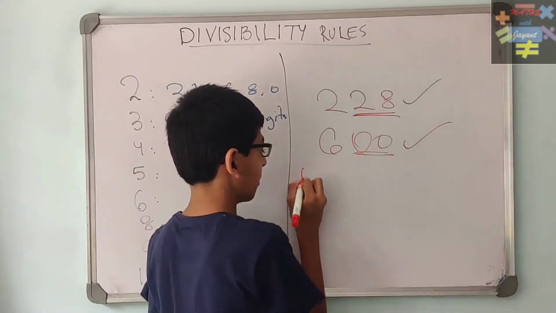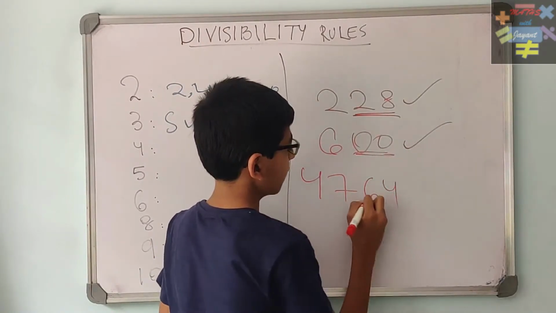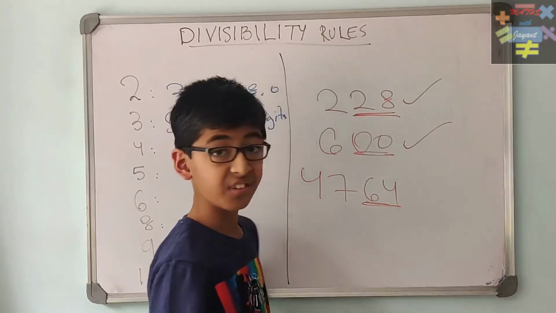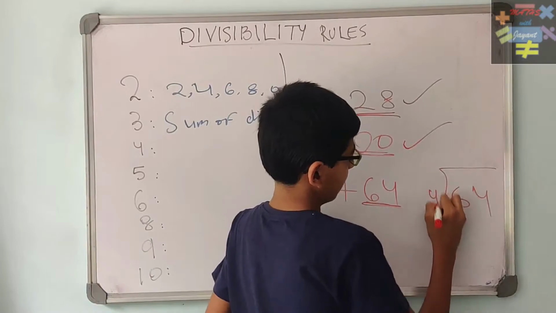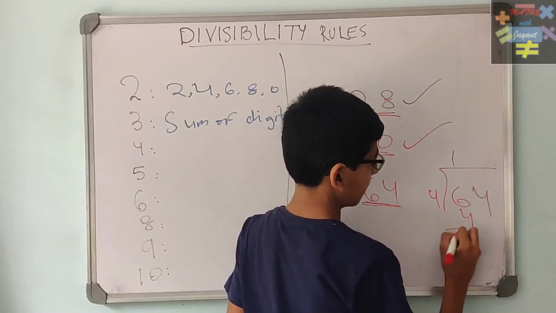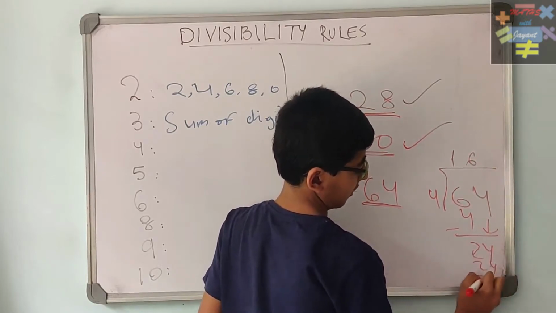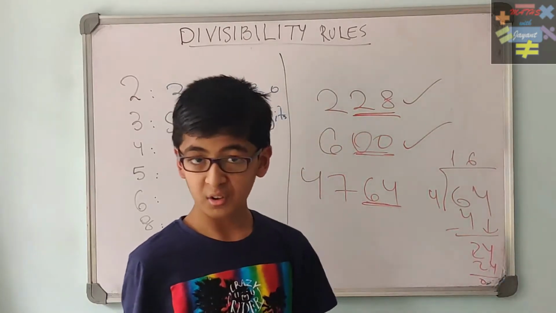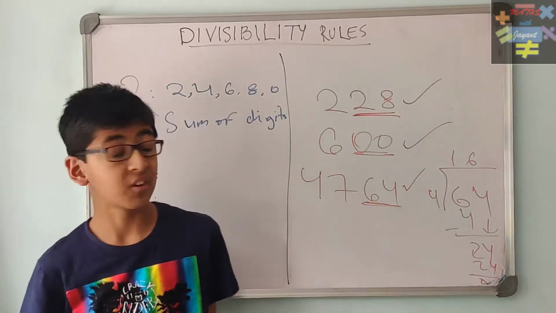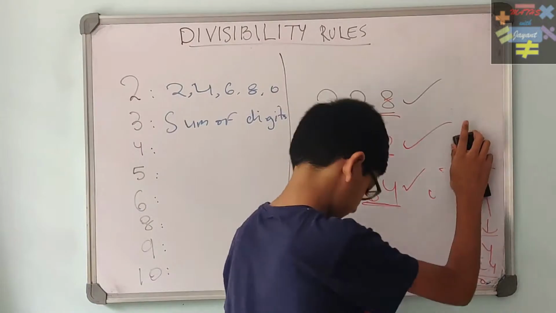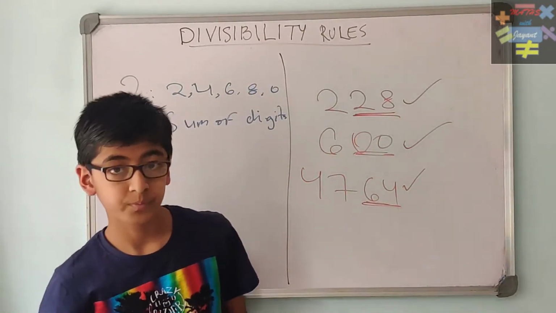So now let us solve 4764. The last 2 digits are 64. We need to check if this is perfectly divisible by 4. If you don't know, we can divide and check. 4 ones are 4, we subtract, get a 2, then pull down the 4. 4 sixes are 24, we subtract and we get a 0. The remainder is 0, so it is perfectly divisible. So that's why 4764 is also perfectly divisible by 4.